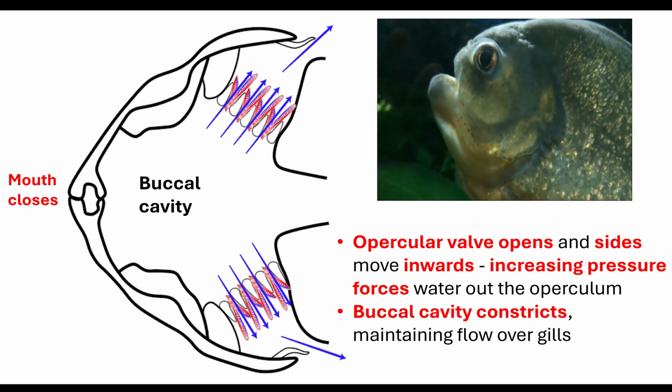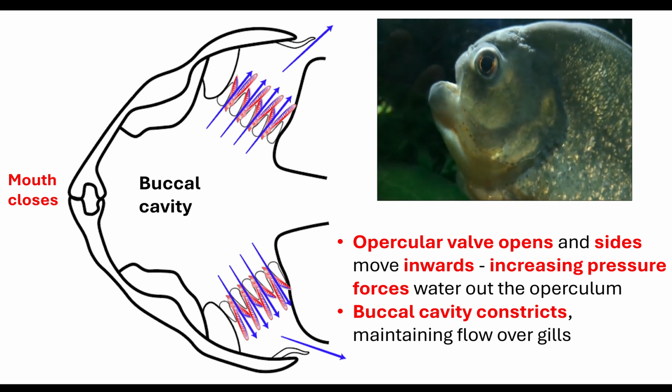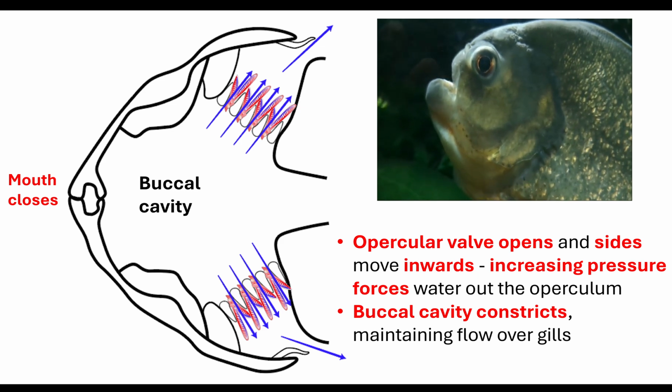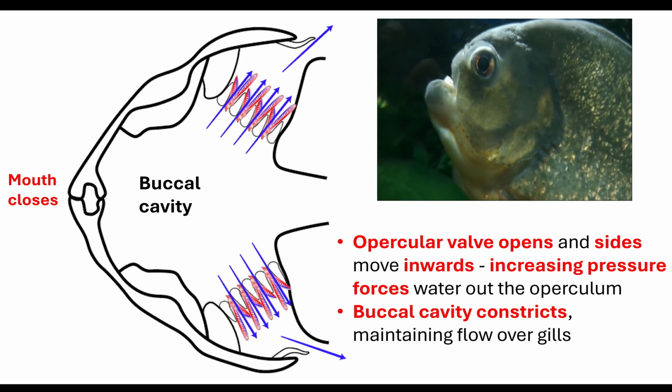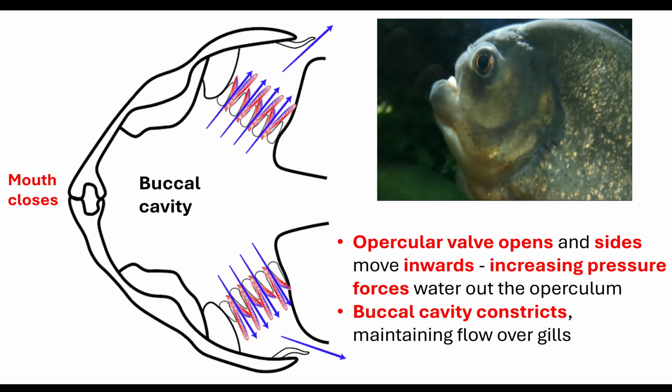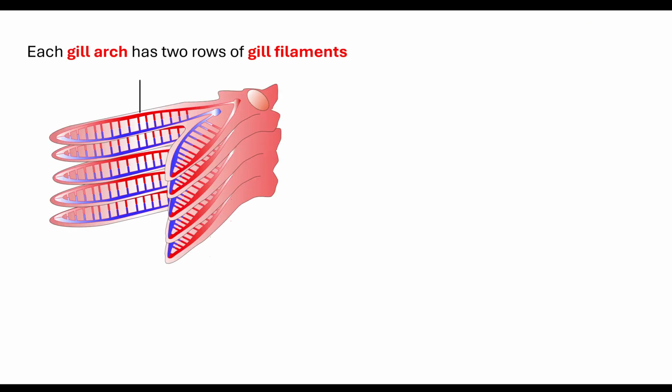So it's important that we note, why do fish do this? Why is this the best way to ensure that there is exchange of gases occurring? To understand that, we have to really focus in on the gills, and we need to look at what's known as the gill arch.